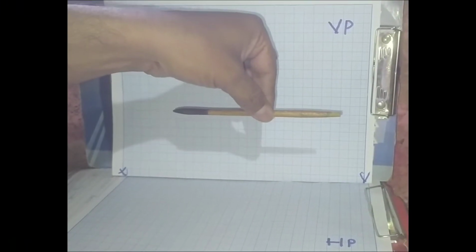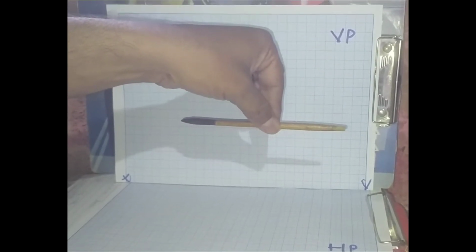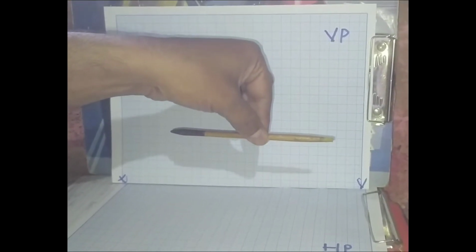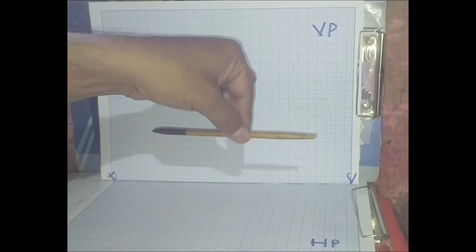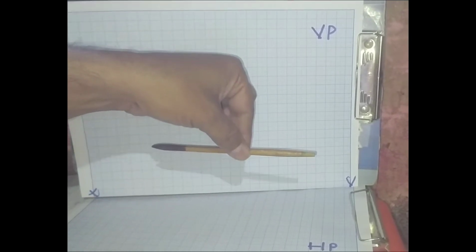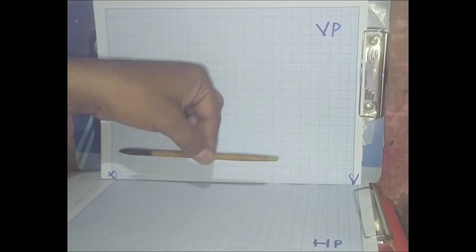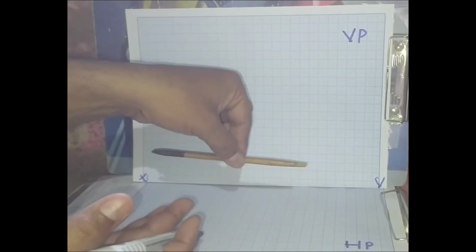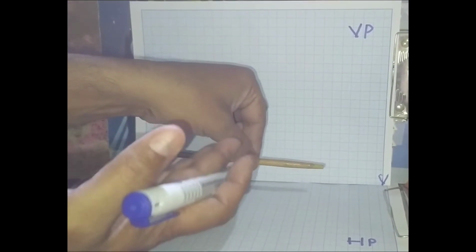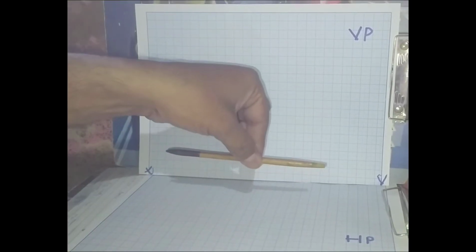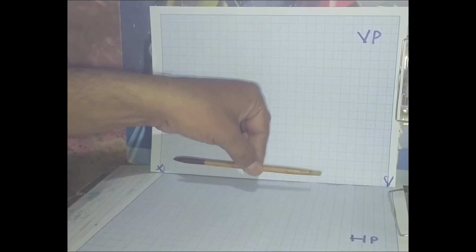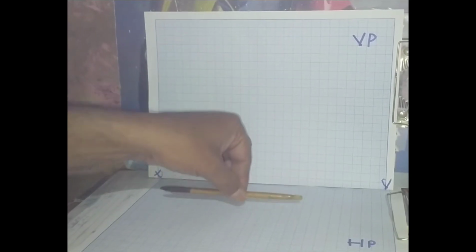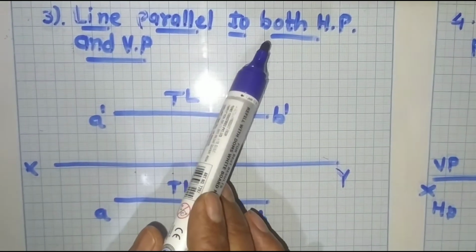Now look at the third condition. The line is parallel to both planes, that is VP and HP. When the line is parallel to VP, the true image is seen in VP, that is the front view. When the line is parallel to HP, the true image is seen in HP as well. They will give a condition, for example the line is 20 mm above HP and 50 mm in front of VP. That means we take the line 20 mm above the XY line and 50 mm in front of VP, that is below the XY line.